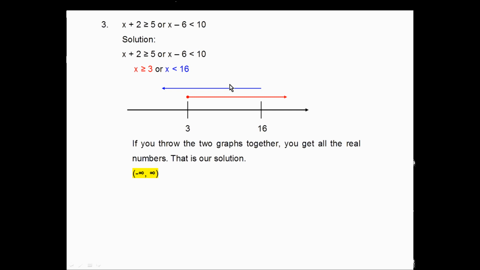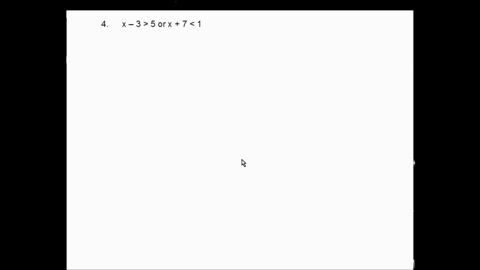So, like this, that's all real numbers for the or. Okay, and now example 4. x minus 3 is greater than 5, or x plus 7 is less than 1. Okay, we'll add 3, subtract 7, so x is greater than 8, or x is less than negative 6.